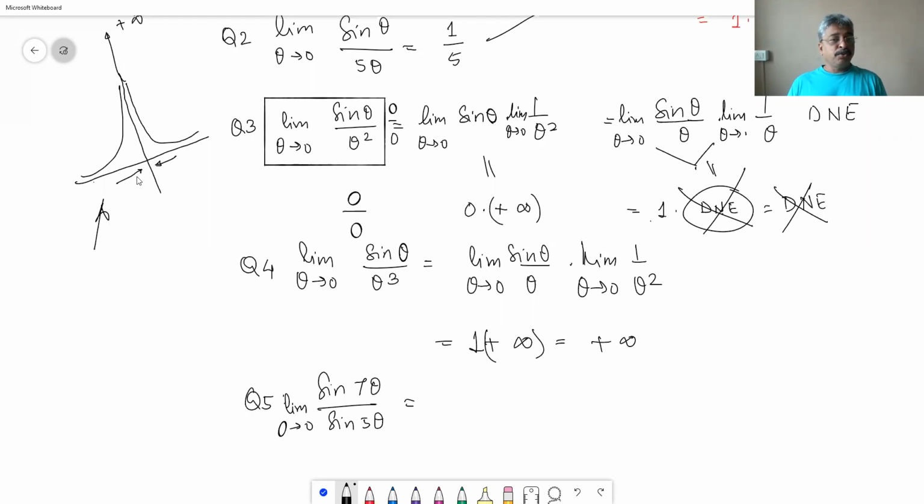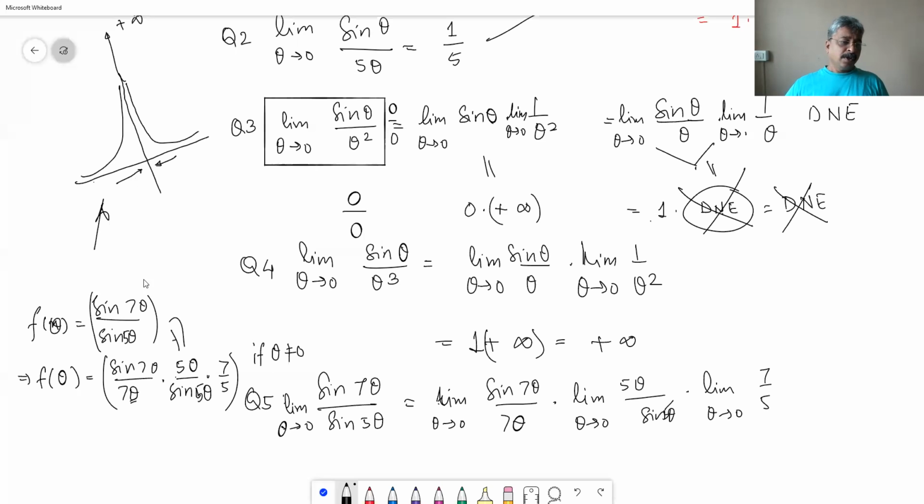This is easy. You should show me the answer. Okay, sir. Write sine 7 theta upon sine 5 theta like this. Of course, yes, we can write, because this is pre-calculus algebra. I can divide and multiply by some number if it is not 0. I can always do this.